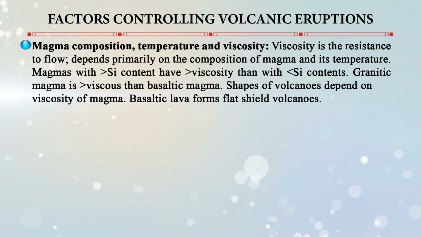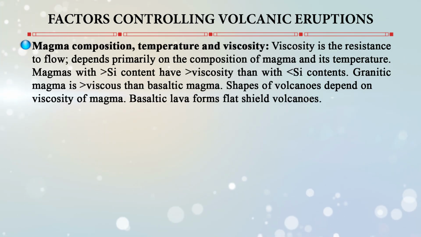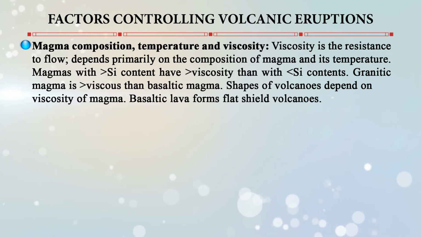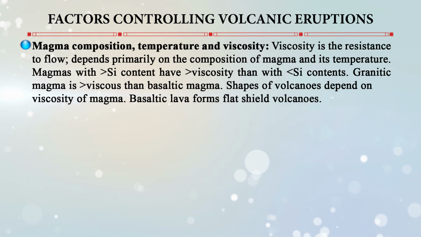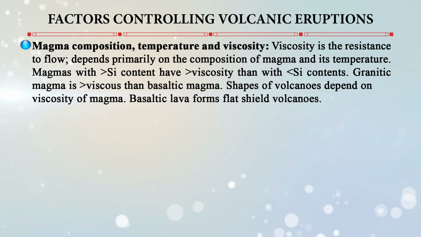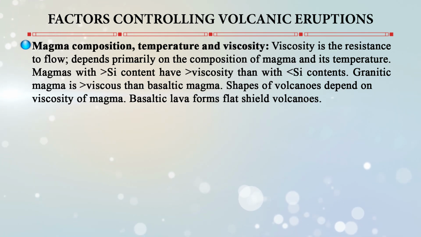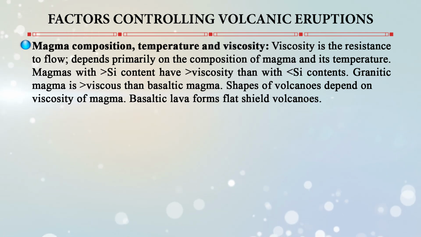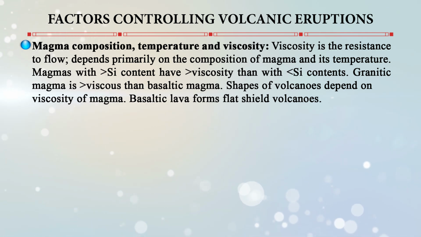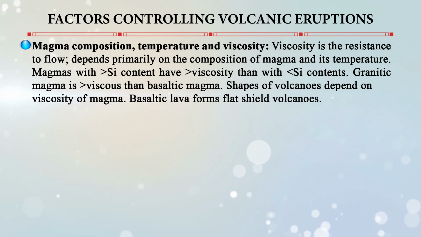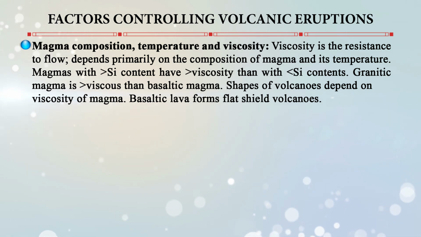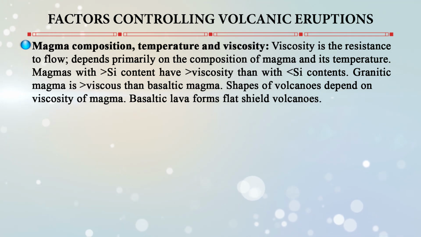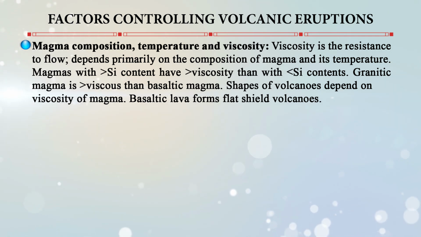Now, what are the factors which control the volcanic eruption? It is the magma composition, temperature and viscosity which play an important role. What is viscosity? We know that it is resistance to flow. It depends on the composition of the magma and its temperature. Magmas with large Si content have greater viscosity than magma with less Si content. For example, granitic magma is more viscous than basaltic magma.